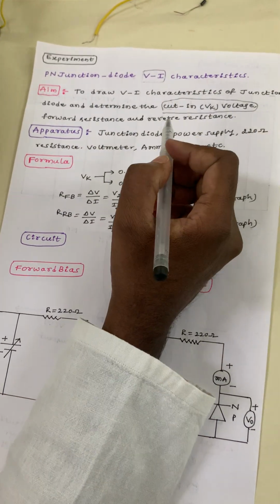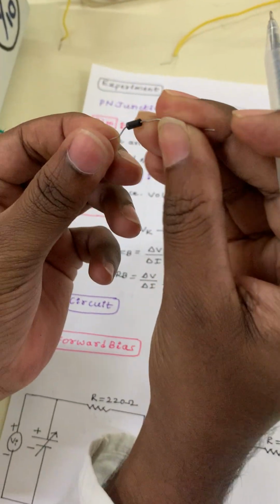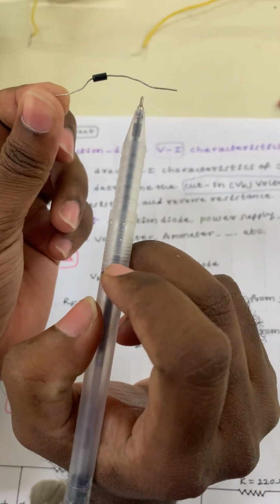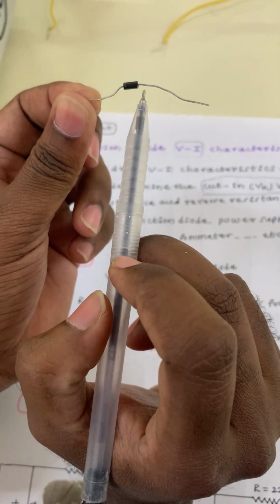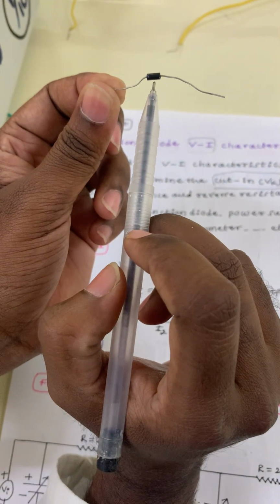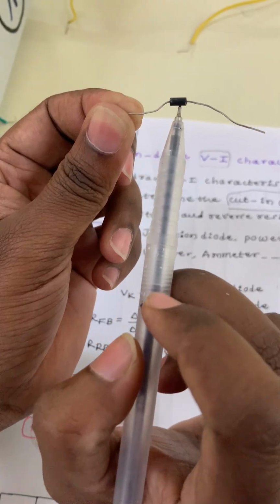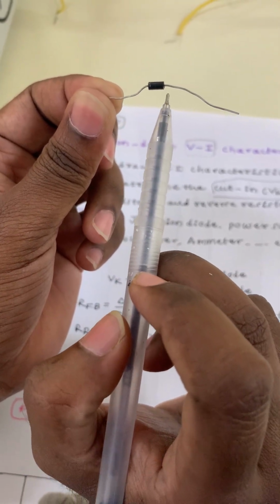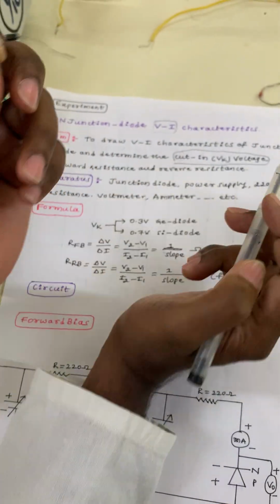What are the apparatus? First, the junction diode we want to take. This is the junction diode. Here two terminals are there. One is the positive terminal. Which portion is the majority? That portion is the positive terminal. Here the black portion is majority, the silver portion is minority. Black acts as a positive terminal, silver acts as a negative terminal. This is the junction diode.